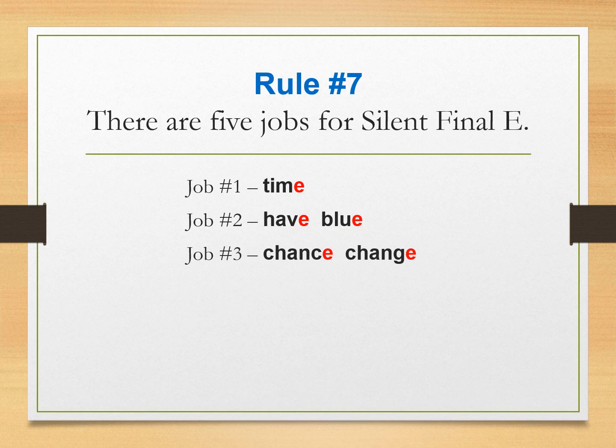Job 3, it's our good old favorite rules 2 and 3 for having the C in chance and the G in change make their soft sounds. They need that E after them. Job 3. Job 4, the syllable job. Every syllable needs at least one vowel, even when you can't hear that vowel, like in words like little. And finally, it's good old no job R. Where are my pants? That's how you spell R.